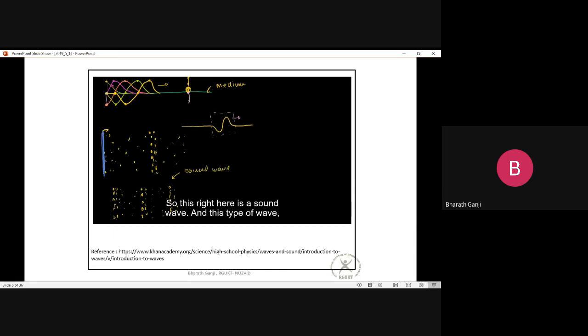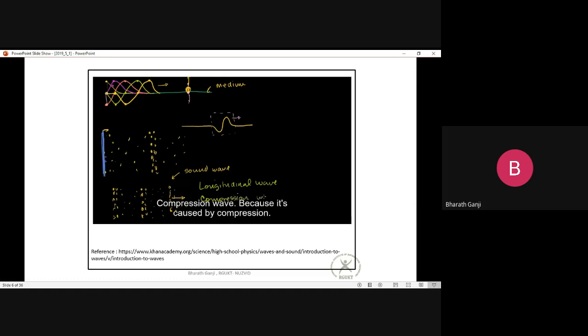And this type of wave where the direction of the disturbance is along the same axis as the direction in which the wave is traveling, this is called a longitudinal wave. So sound waves, sound through air, they're longitudinal waves. Longitudinal wave, sometimes called a compression wave. Compression wave, same thing.